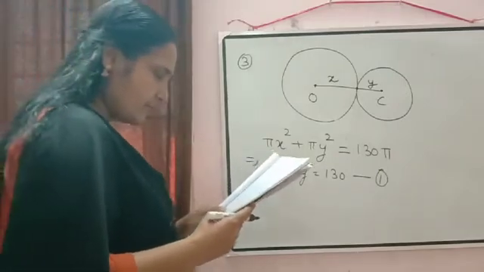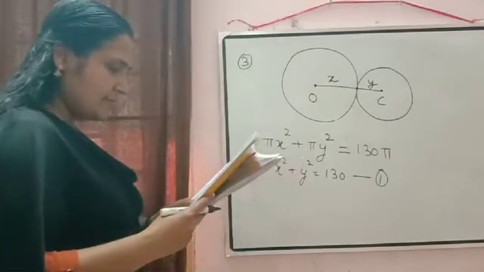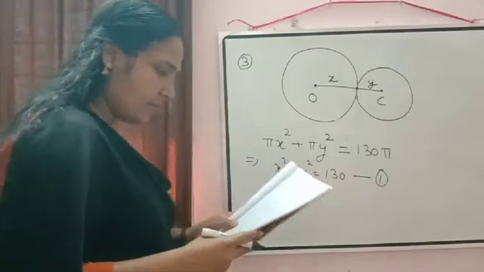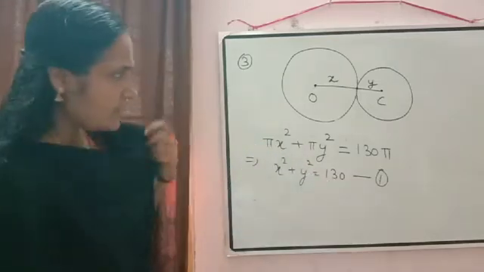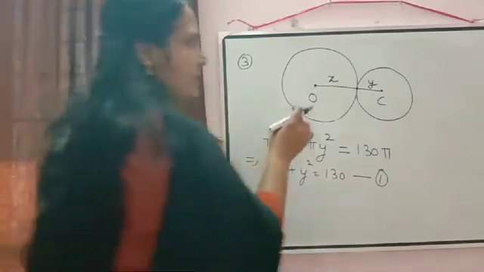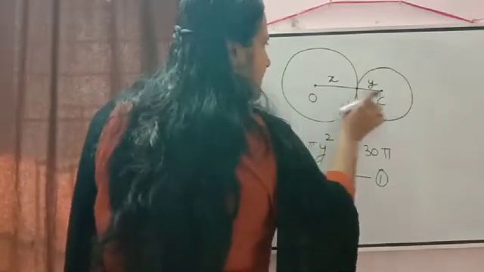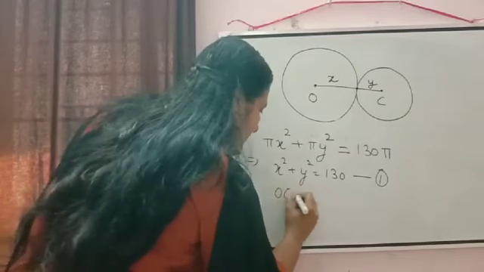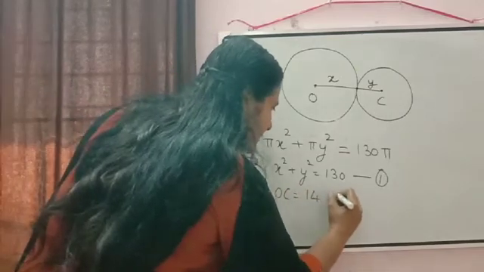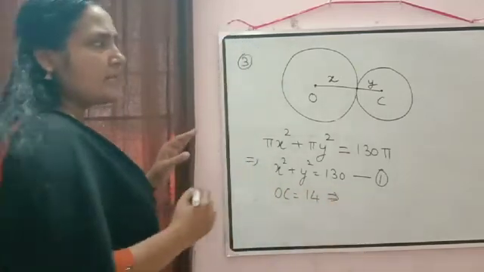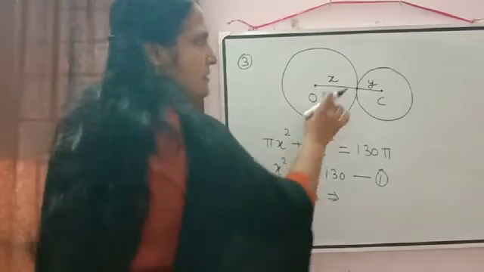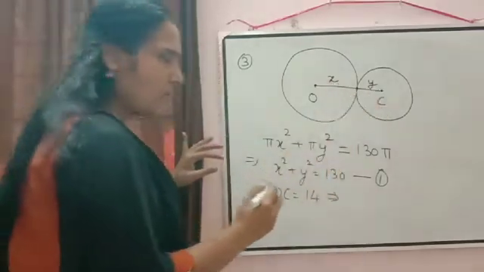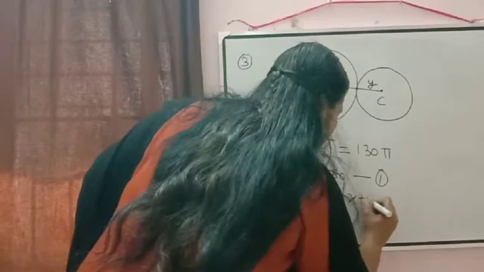Then what is the next information given? The distance between their centers is 14 centimeter. The distance between their centers means the distance OC. So it is given OC is equal to 14. If you check in the figure, OC is equal to how much? OC is equal to x plus y. So it is given x plus y is equal to 14.